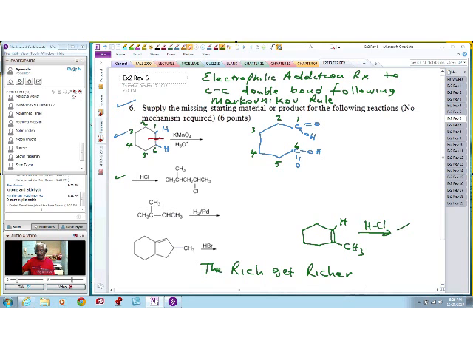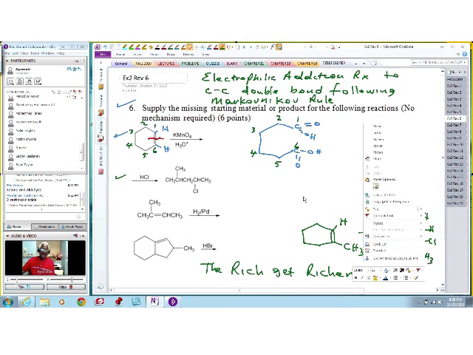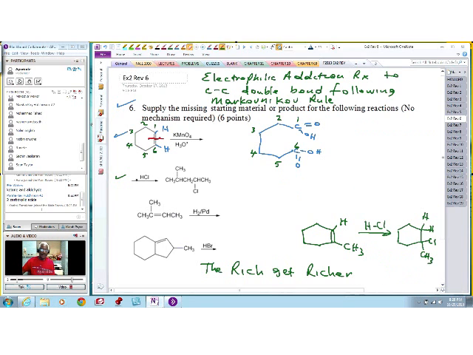So therefore, the product will be here. Hydrogen goes here. Keep in mind there was already a hydrogen there. And then chlorine goes here. And you have this methyl here. Okay. So that is what you get in this type of reaction. So therefore, what will be the answer to this? What is the starting material here?